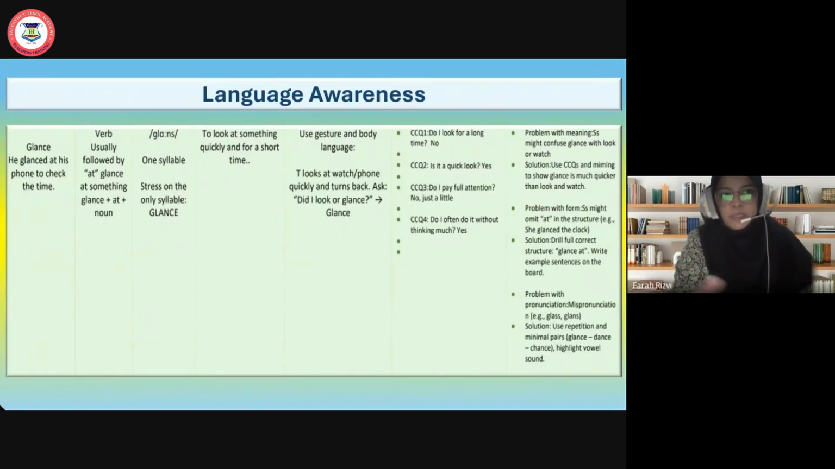Like I have picked the word glance, then I give its form, its pronunciation, its dictionary meaning. I give the sentence as well, then how to elicit this word, CCQs for this word, and then anticipated problems a learner may face while understanding the meaning, form, and pronunciation.